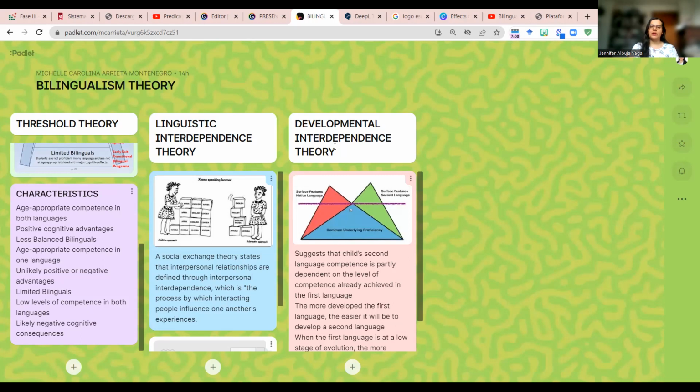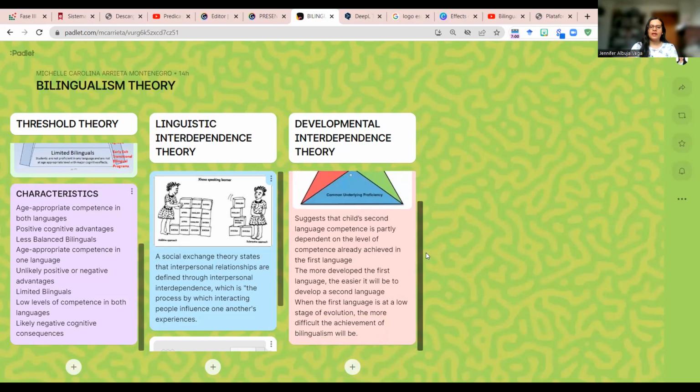Finally, here we have the developmental interdependence theory. Here, we suggest that the child's second language competence is partly dependent on the level of competence already achieved in the first language. That means that it's completely dependent on how the learner has their own language or their mother language. For example, if the first language is correct and they have discerned the grammatical and syntax rules that exist in that language, the student could be able to achieve new goals in a second language.